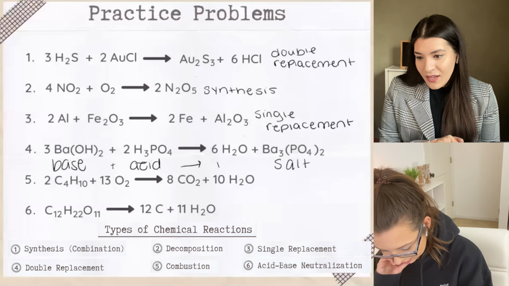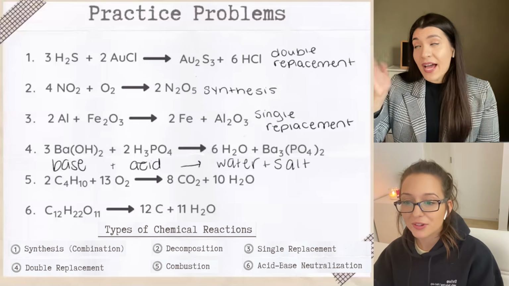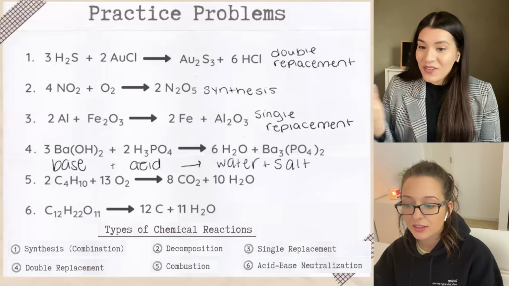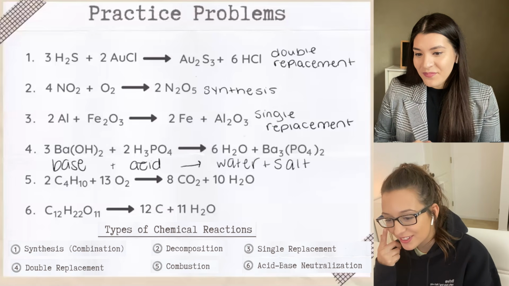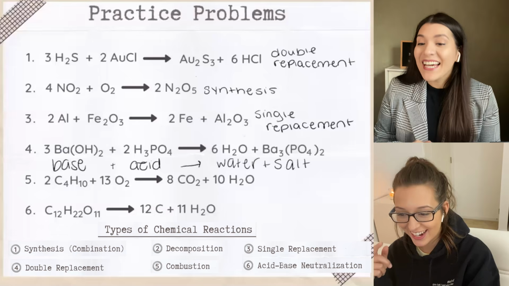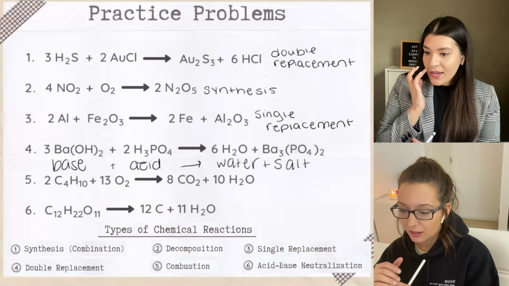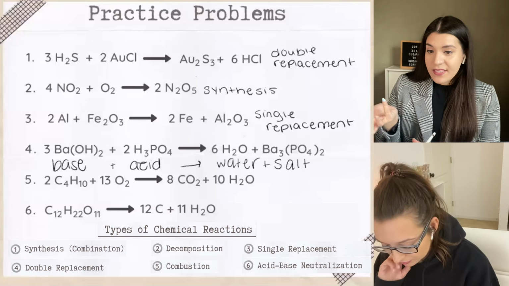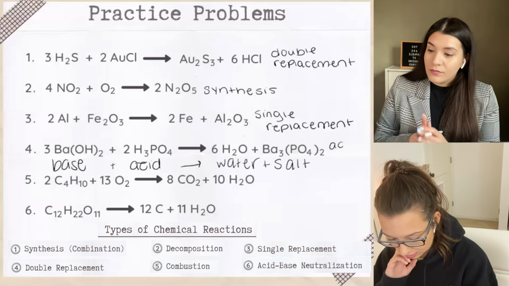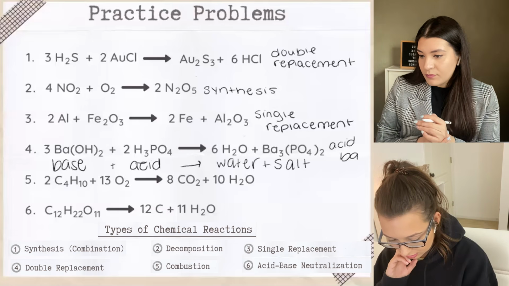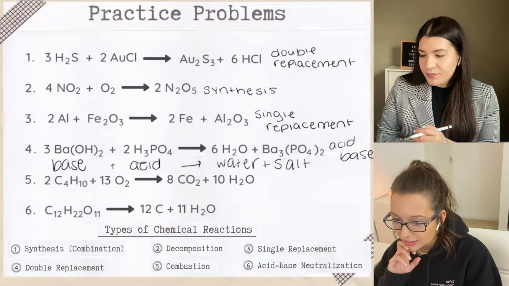So you see how they're switching it up. It's not always going to be acid plus base. Unfortunately, they're trying to confuse you. I feel like I would have noticed it easier if it had been the other way. Exactly. But this one we know is acid-base neutralization, so you can just put acid-base. Okay, good. What about this next one?